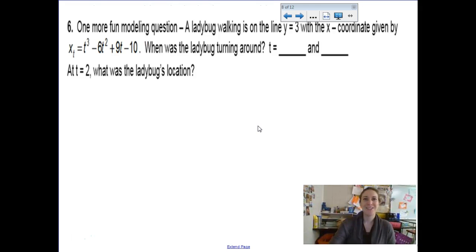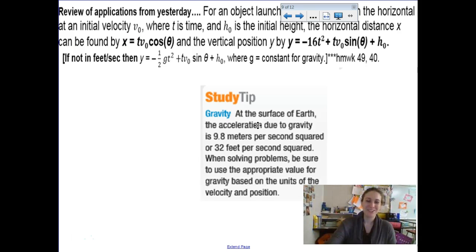So I'm going to skip. This ladybug question is kind of cute because it's about a ladybug walking back and forth on a line, but we're going to skip it because there's not a lot of point to it. This is what we have to get to.